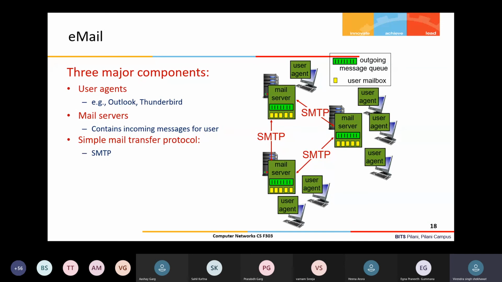So there are three major components of an email. One is the user agent. User agent means Outlook or Thunderbird that we use. Then there are the mail servers. A mail server contains the incoming messages for the user.